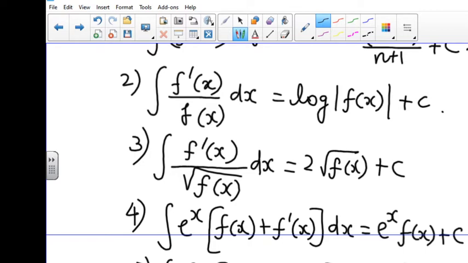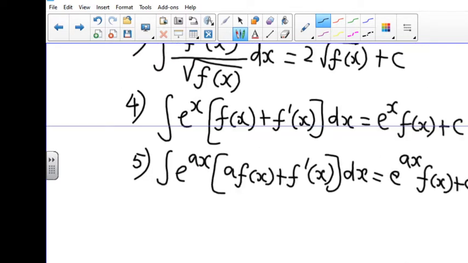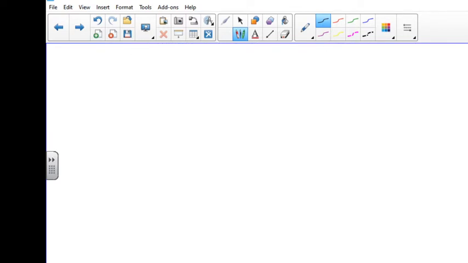Okay. So, we have seen 5 formulas. Using these 5 formulas, we are going to do exercise 2.6. Integrate the following.